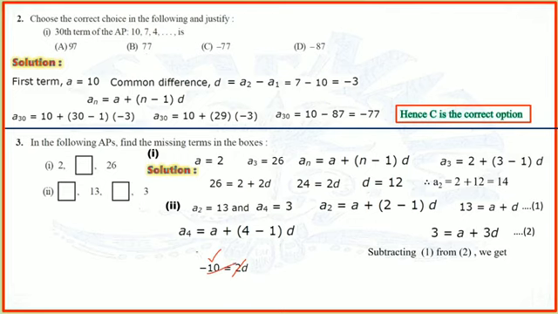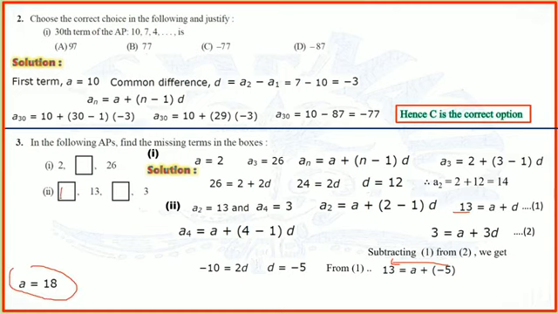So 2D is equal to minus 10, so we have D is equal to minus 5. Then we'll move to equation 1. Now we'll put the value of D in 1, which is 13 plus A plus minus 5. So this minus 5 will go to this side, so plus 5, and A is equal to 18. So here, in the first box, we will have 18. A is equal to 18.